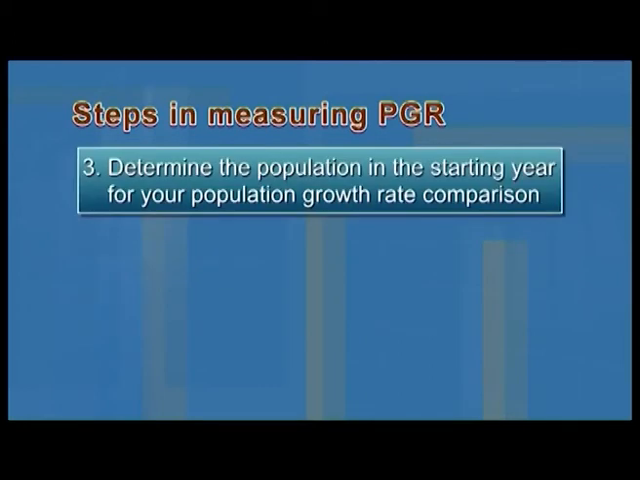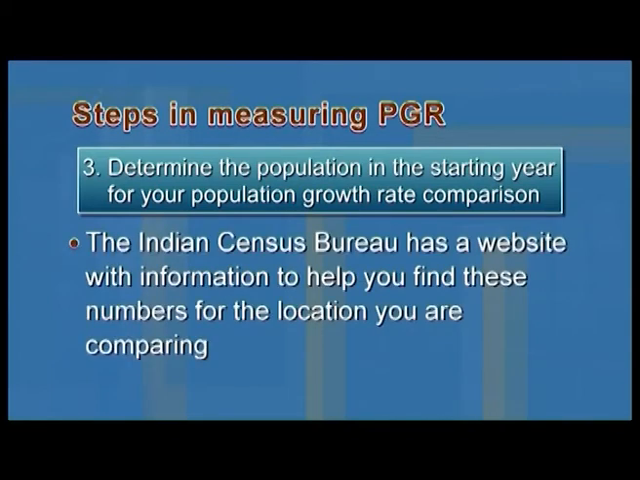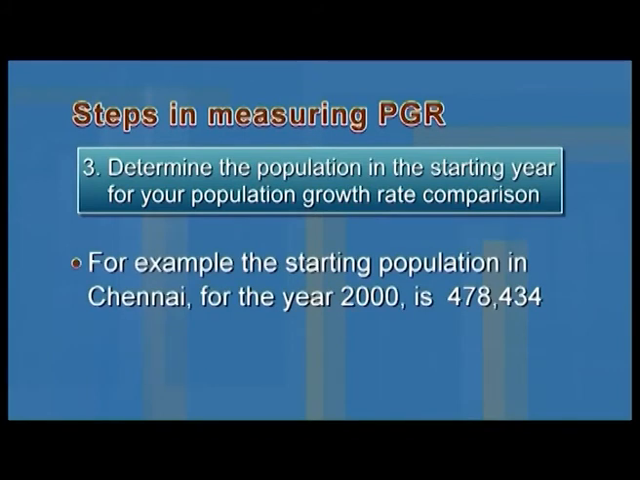Determine the population in the starting year for your population growth rate comparison. The Indian Census Bureau has a website with information to help you find these numbers for the location you are comparing. For example, the starting population in Chennai for the year 2000 is 4,78,434.